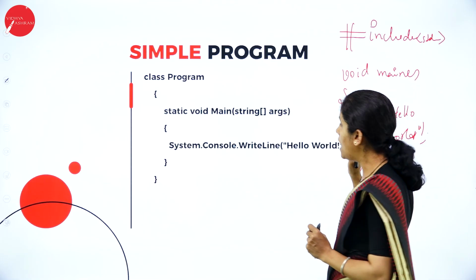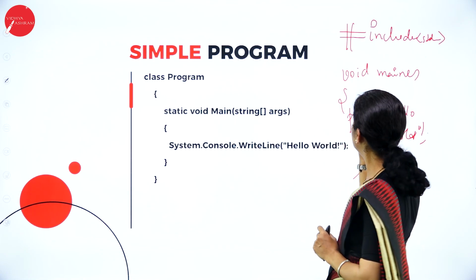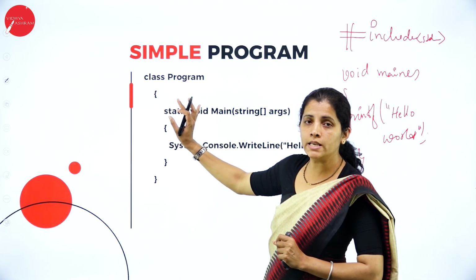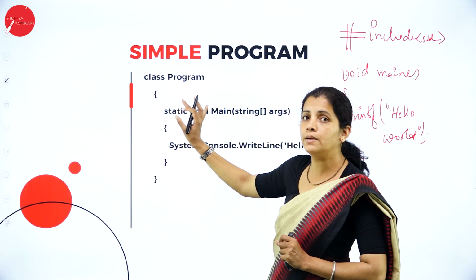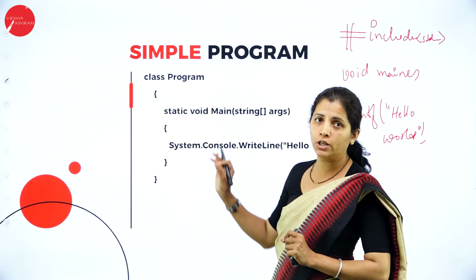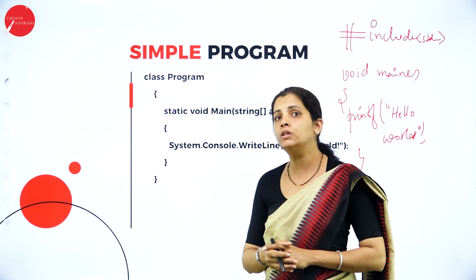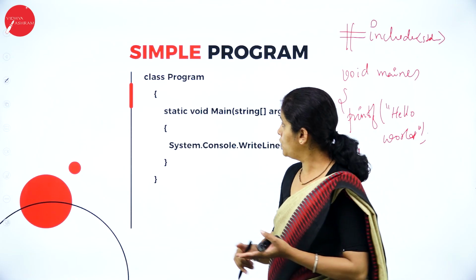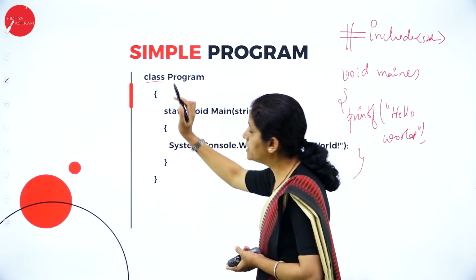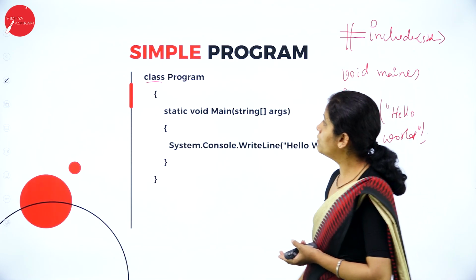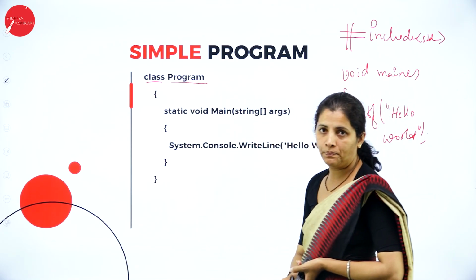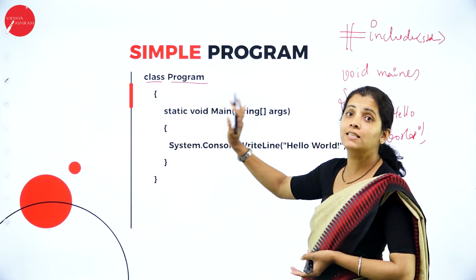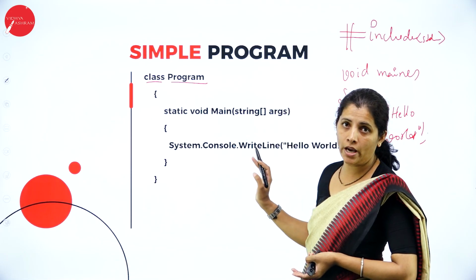Now I just want to convert this C program to C#. As we know, C# is nothing but an object-oriented programming language. When it is an object-oriented programming language, what are the two things we have to remember? That is class and object. So see here, I'll start with the class keyword. Then what is the name of the class? Program.